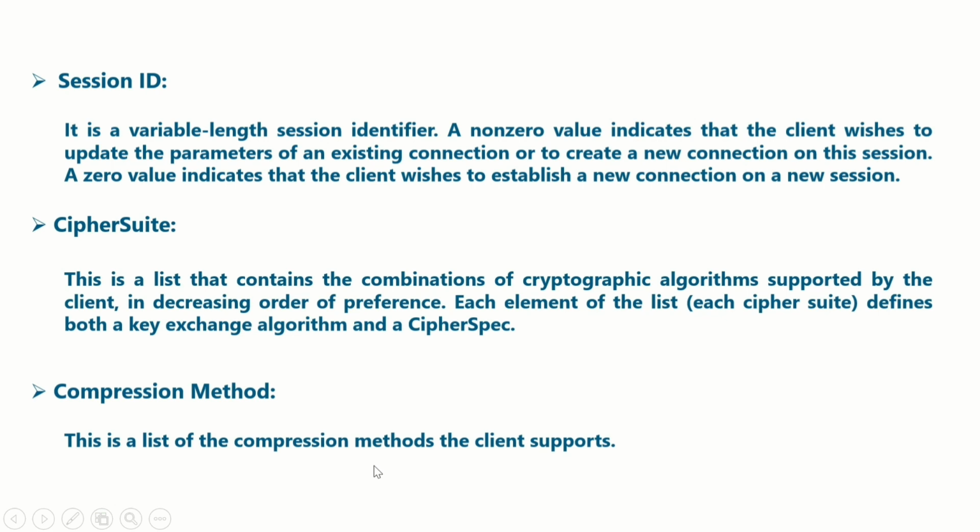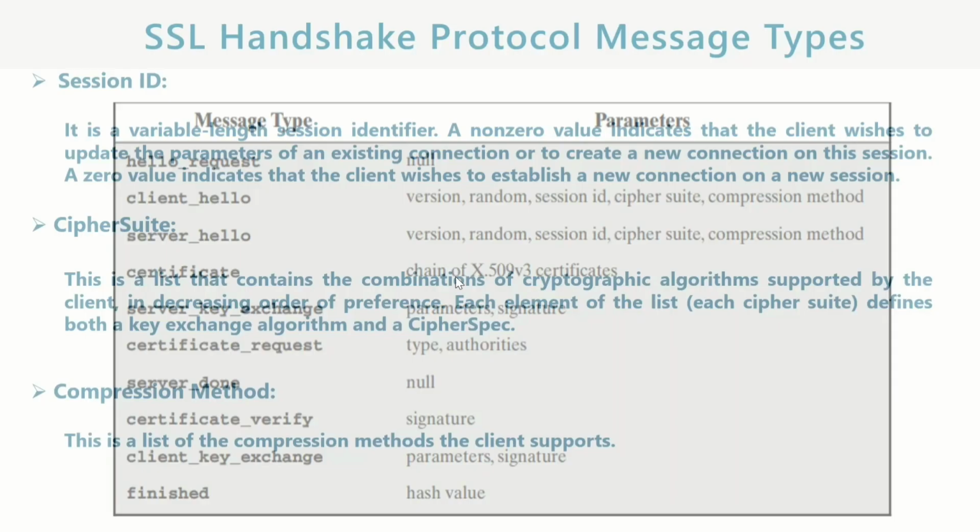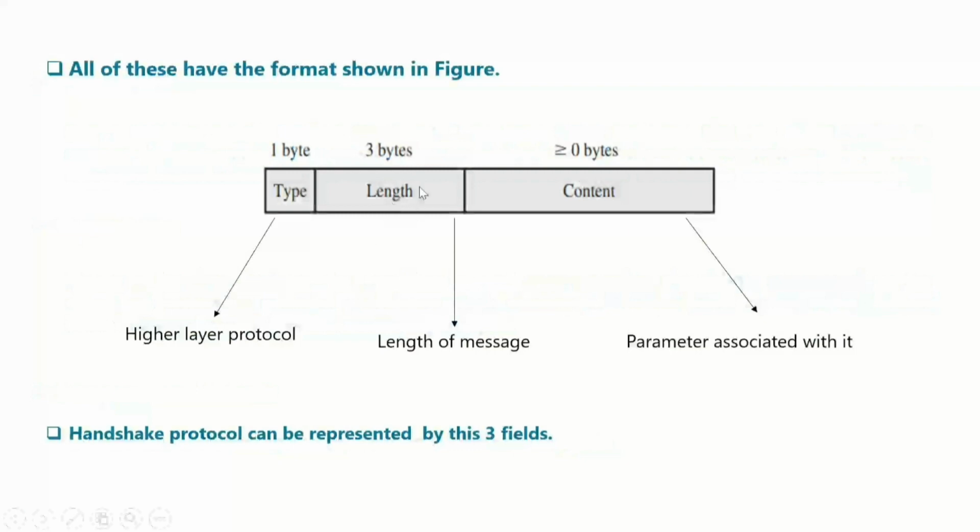Now let us see what are the types of the messages involved in the handshake protocol and the parameters associated with it. The first one is hello request. This is followed by client hello, server hello, certificate, server key exchange, certificate request, server done, certificate verify, client key exchange. And the last one is finished. Here each message has parameters associated with it. In this protocol, the length of the particular message will be in the second field, and the parameter associated with it is in the third field, that is the content field.